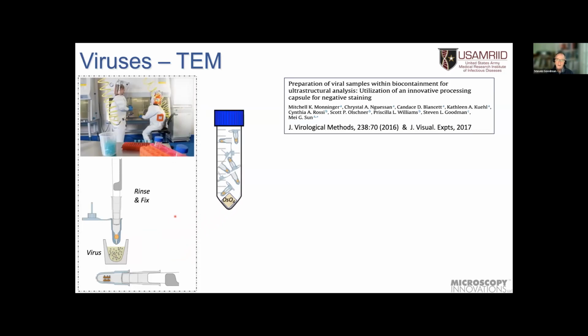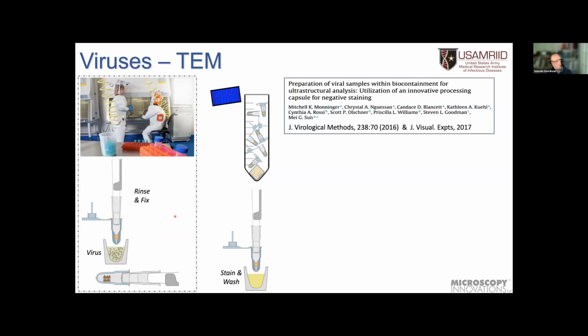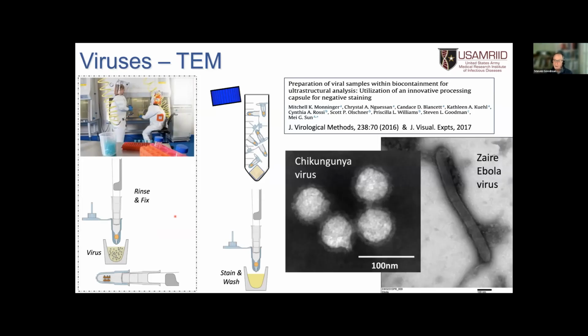Then they could take this out of the biocontainment suite, open this up, obviously in a fume hood, now in a BSL-2 EM laboratory, and do the stain and wash of the specimens. And here are some examples of some of the work that they showed. So we've got Ebola virus over here and chikungunya virus in this particular image here.